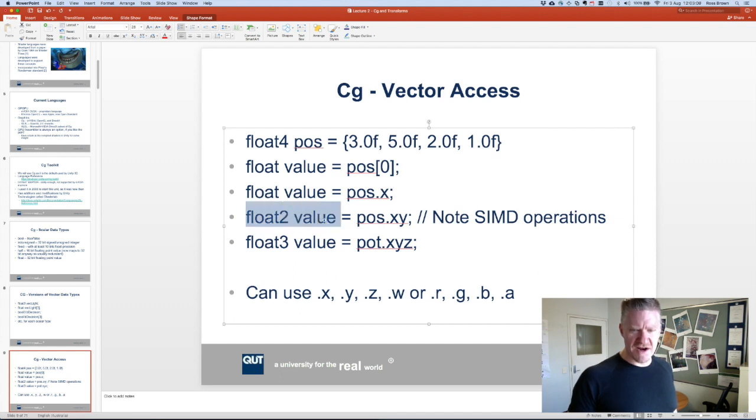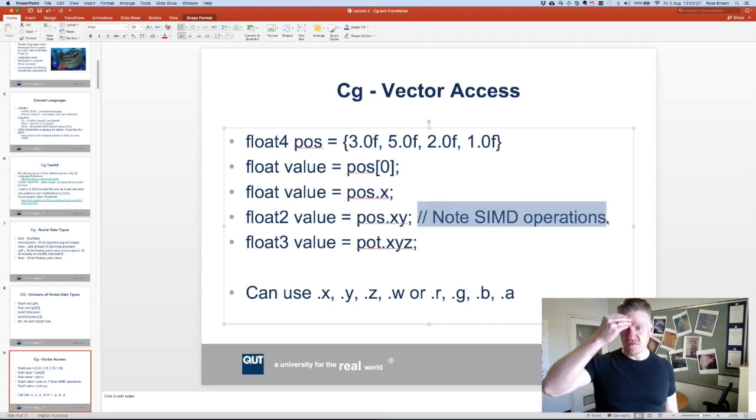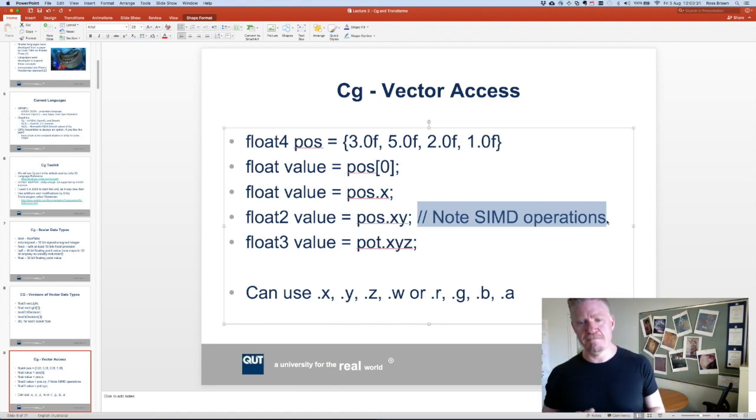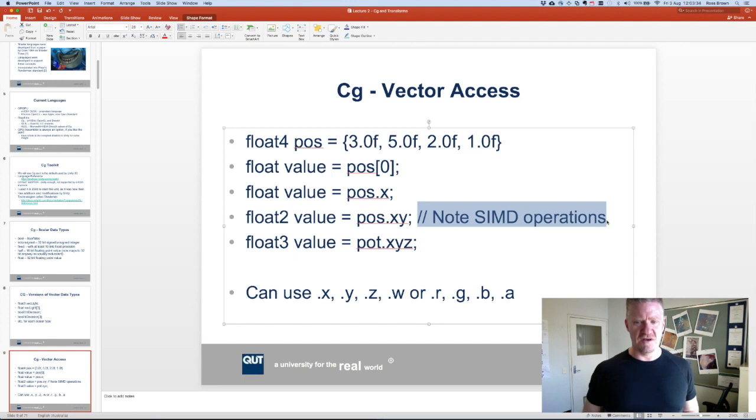Also, you can, in one instruction, copy from one vector type to another. Here we have a float2 value, which is being copied X and Y from the vector that I've defined up here. This is the SIMD that I talk about. For those of you who've done hardware architectures or software engineers who cross this, that's fine. But just understand that the GPU is strongly a SIMD architecture: single instruction, multiple data. That means a single instruction can operate on multiple data elements, and that's what's happening here. The assignment operator can work on two elements at once. Keep this in mind, you will see it all the time.